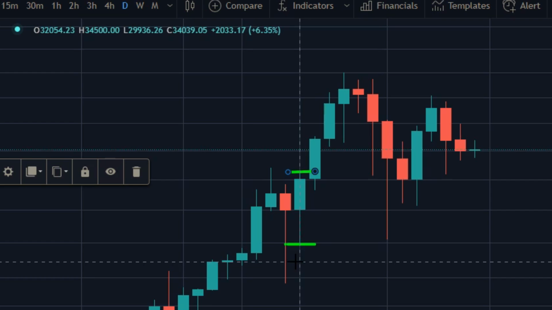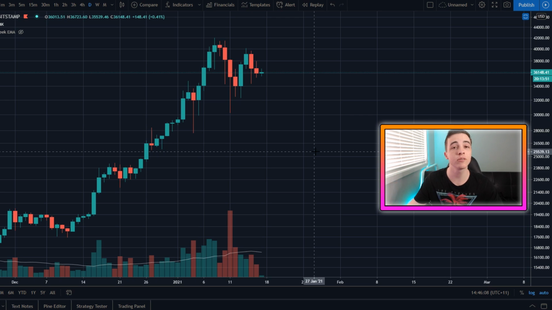So as you can see, once again, in the top left of your screen, the high was $34,500 exactly, and the low was $29,936.26. So yeah, as you can obviously tell right now, each and every candle on the chart shows you the opening price, the closing price, the lowest price, and the highest price for that specific period of time.